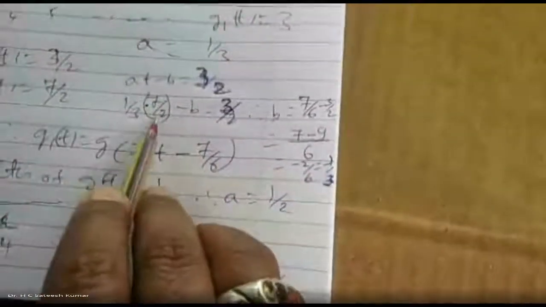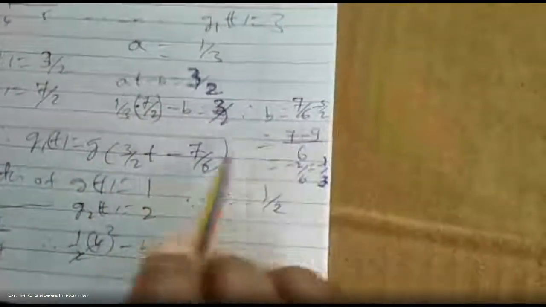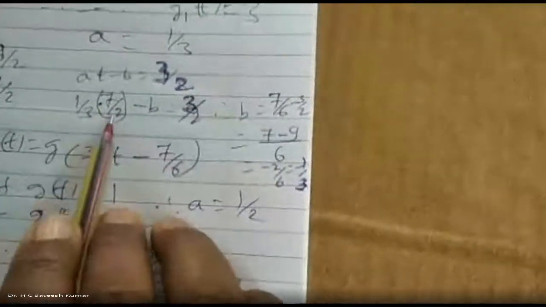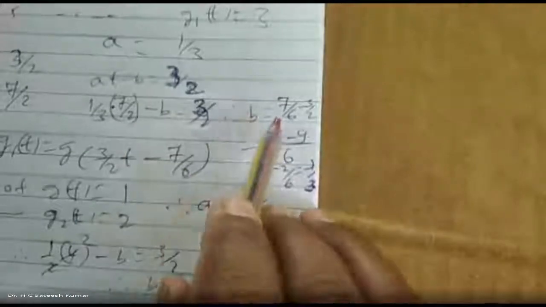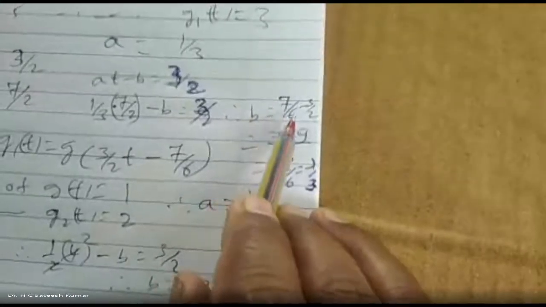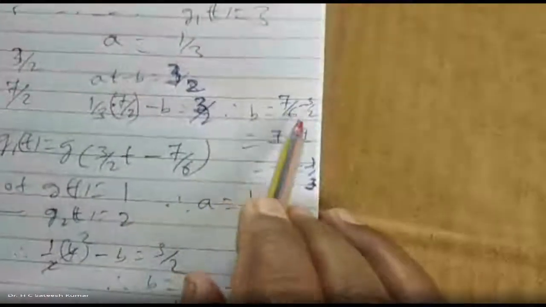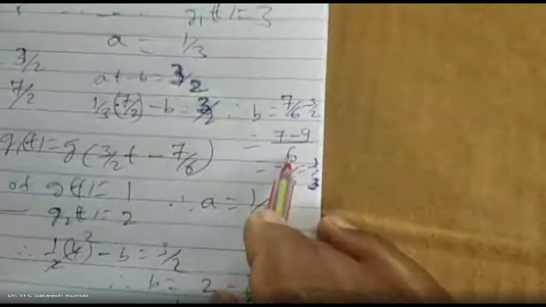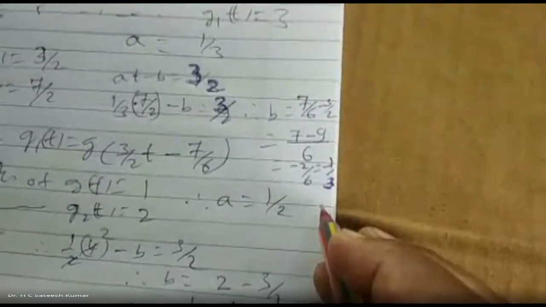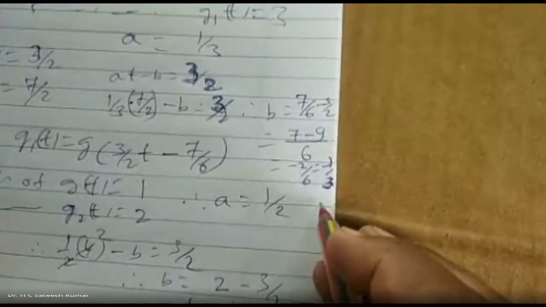7 by 6 minus B is equal to 3 by 2. So B is equal to 7 by 6 minus 3 by 2. For 3 and 2, the LCM I've taken is 6. Sir, it will be minus 1 by 3. Minus 1 by 3, I think. Check it out.